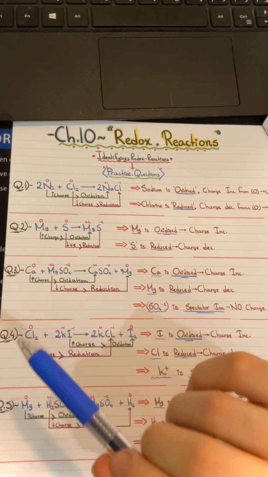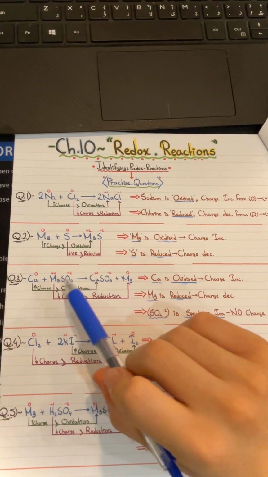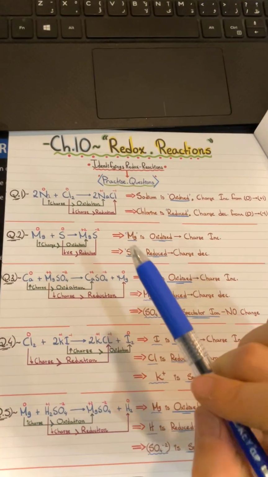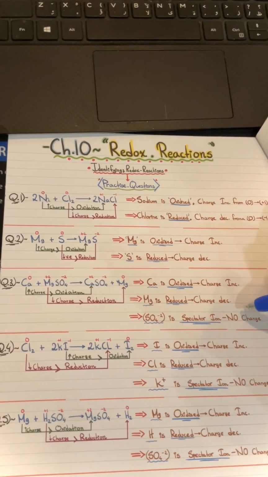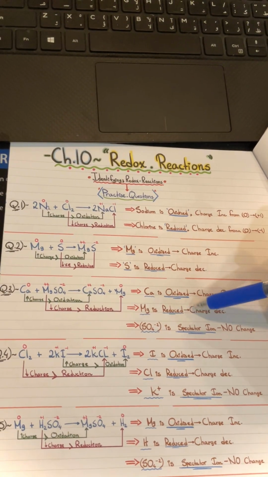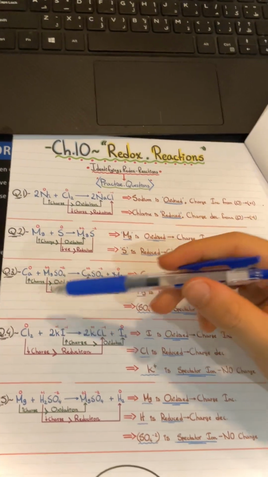Now, let's look at the spectator ion. What has no change? Sulfate in both the reactant and product side did not change. The charge remains the same. So sulfate is a spectator ion. There's no change in its charge. While magnesium reduced its charge, so it's decreased, calcium increased in charge, so it's oxidized.